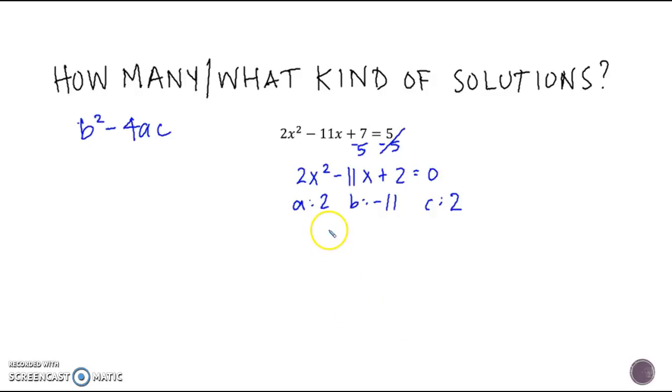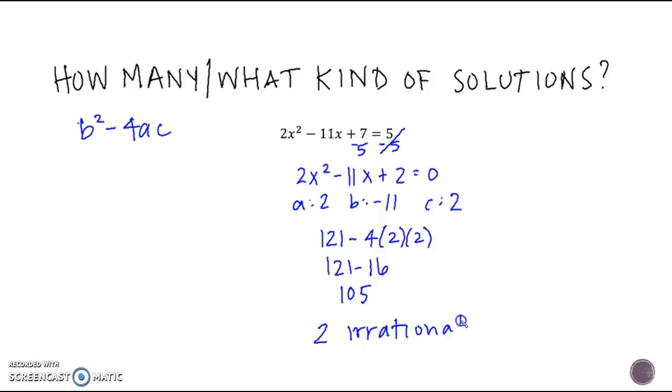So I'm going to do b squared minus 4ac. Well, b squared is 121 minus 4 times a times c. 4 times 2 is 8. 8 times 2 is 16. This stays negative. 121 minus 16 is 105. 105 is positive, but it is not a perfect square. The square root of that would be just over 10, but it would be a decimal. So because it's not a perfect square, this tells me I have two irrational solutions.